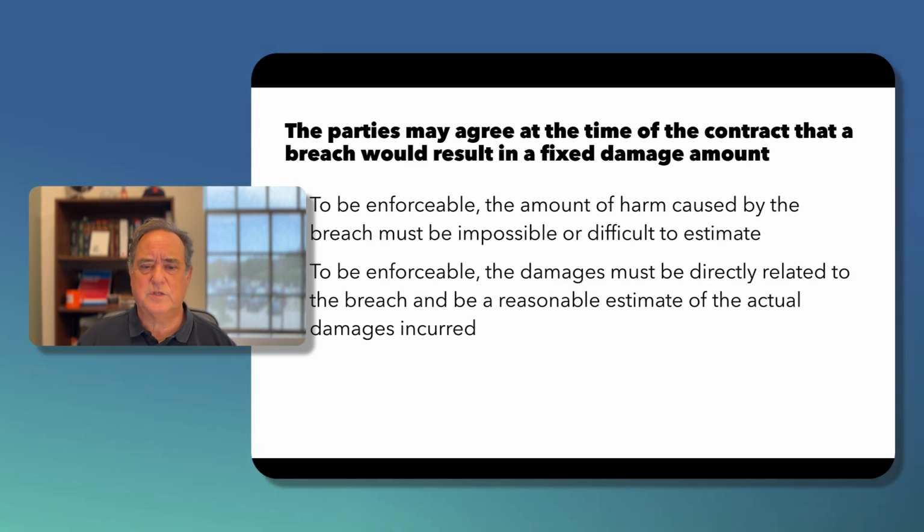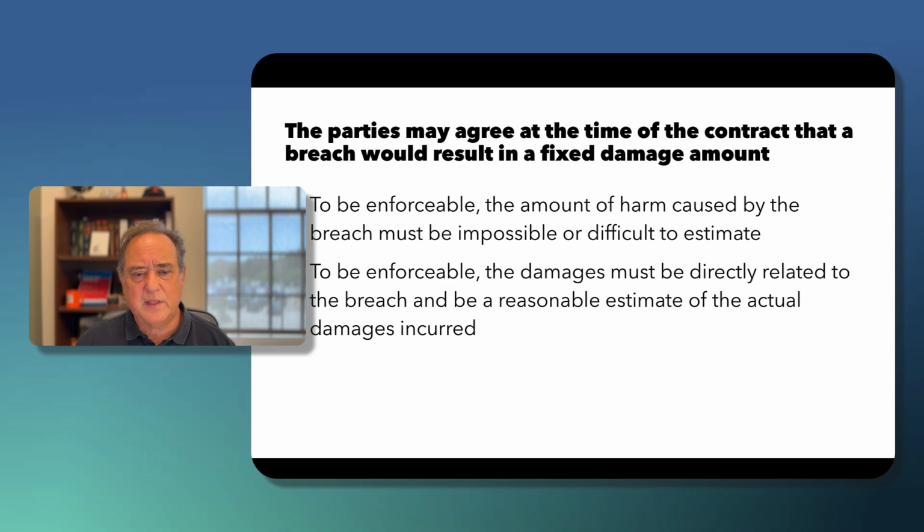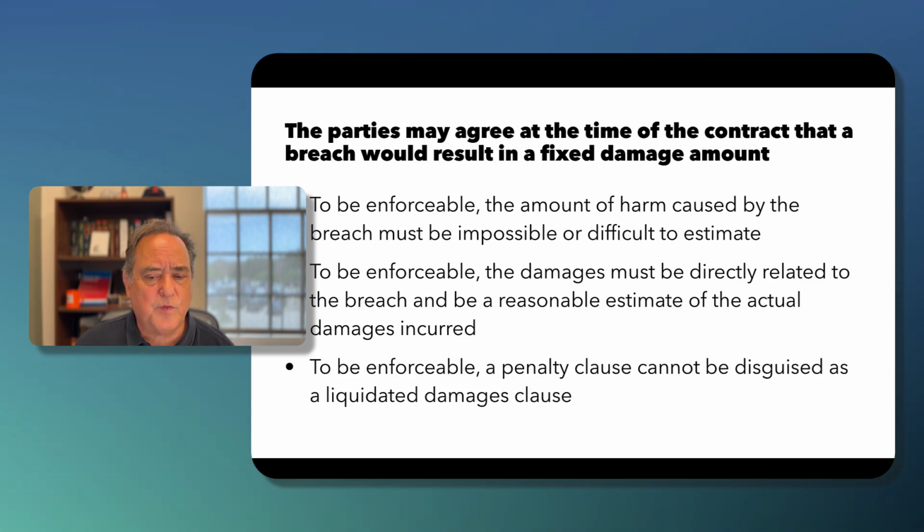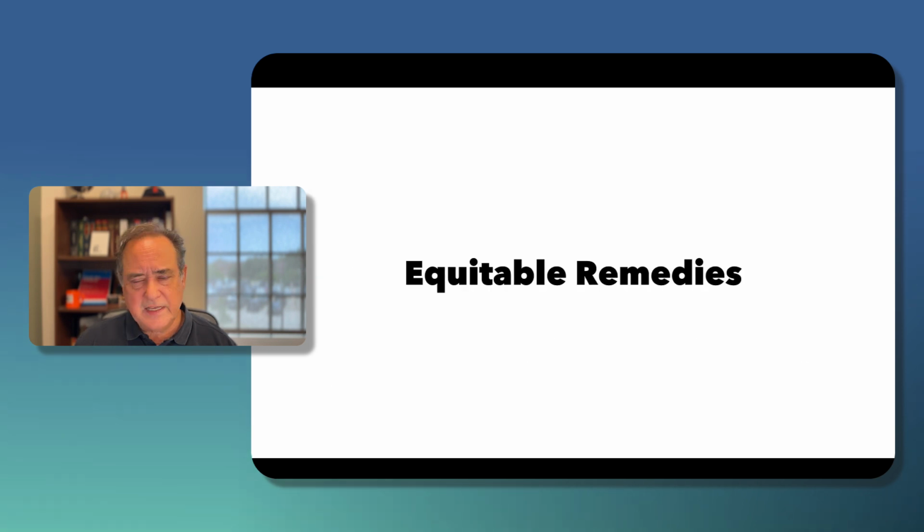Furthermore, to be enforceable, the damages must be directly related to the breach and be a reasonable estimate of the actual damages that were incurred, meaning there must be some relationship between the liquidated damages and the damages that the non-breaching party actually suffered. And finally, to be enforceable, it cannot be a penalty clause. A penalty clause cannot be disguised as a liquidated damages clause. So that's monetary damages. Those are monetary remedies.